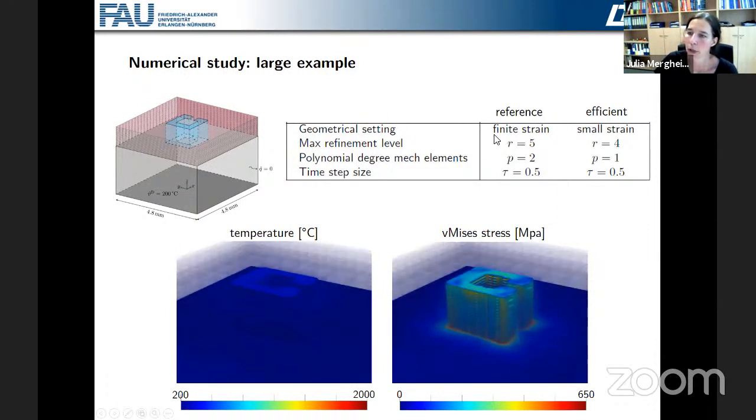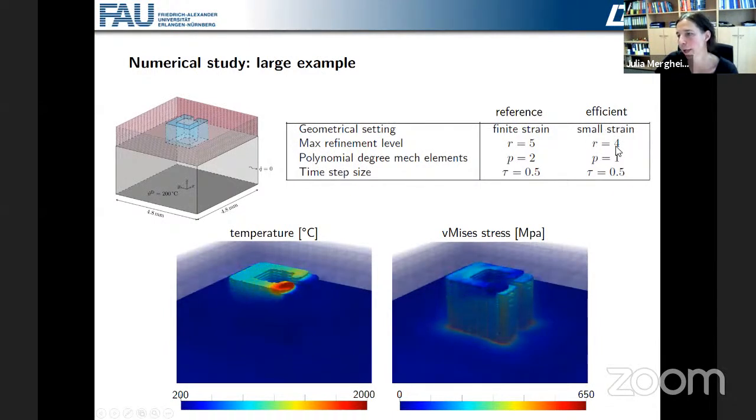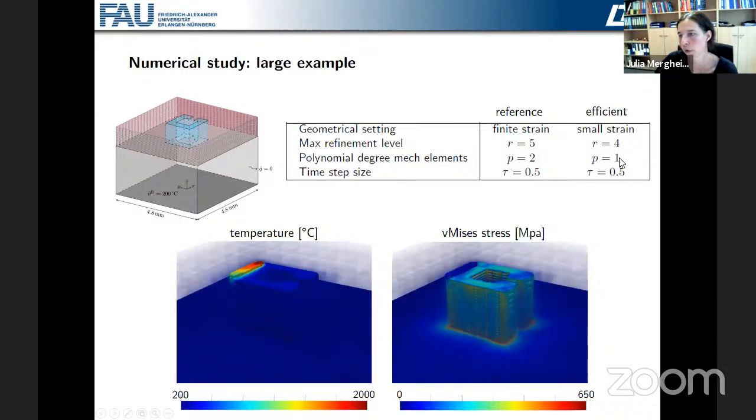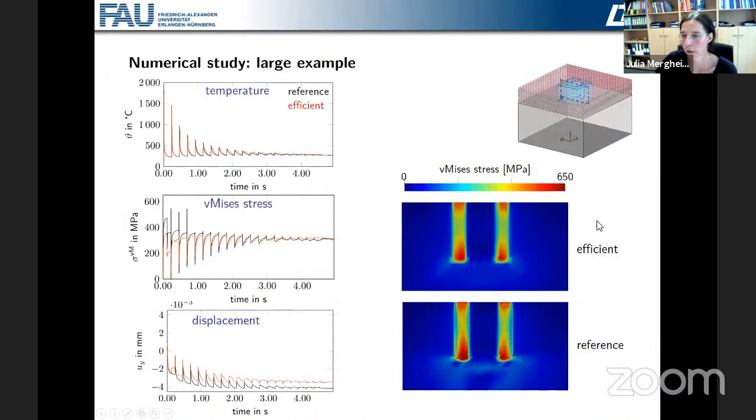Now for the reference situation, we have a finite strain model with the maximum refinement level 5, polynomial degree 2, and the smallest time step size. And the more efficient approach is for small strains, refinement level 4 and linear elements in the mechanical problem. And now, well, we hope that the errors are not too high. And again, we compared temperature, stress, and displacements at one point over time, and also the distribution of the stresses. And we see that for the temperatures, that is okay. There are small errors in the maximum temperature, but overall it's fine.